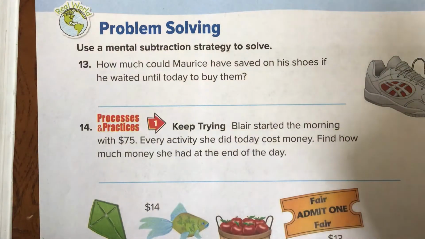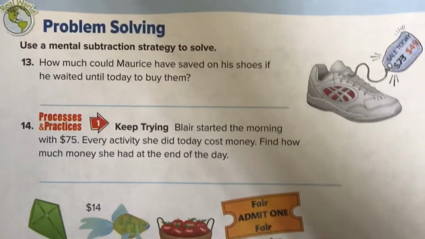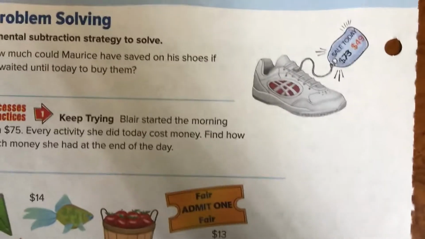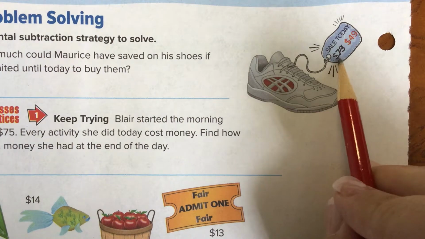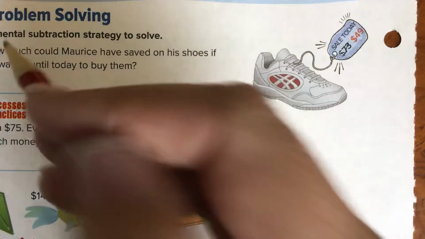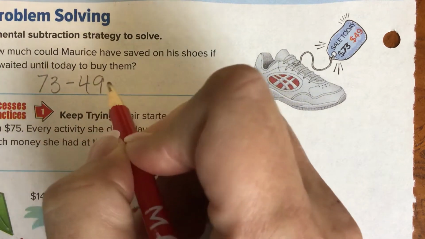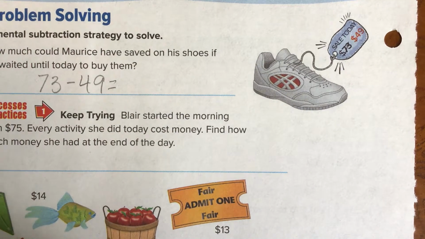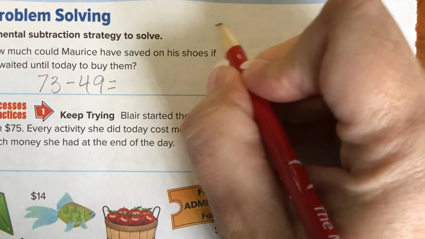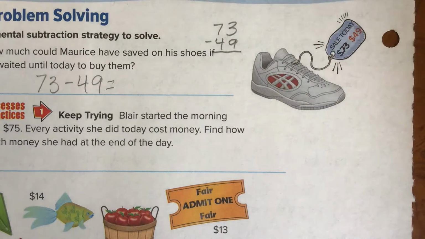So let's use our paper over here to see our graphic, and it says sale today. They were 73, now they're 49. So 73 minus the 49 would give us how much he would have saved if he'd waited until today to buy them. Now, if your brain is like mine, you like to have it on top of each other so that you can line them up in their place value.